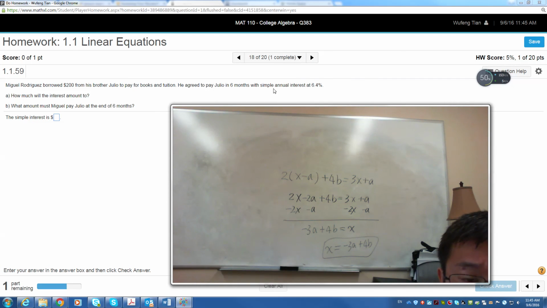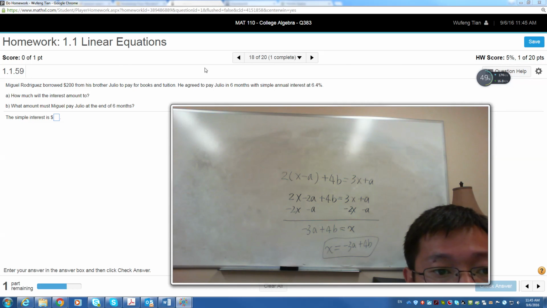Okay, this is the word problem. Let's look at the word problem. Mr. Justin borrowed 200 from his brother Junior to pay for books and tuition. He agreed to pay back in 6 months with simple annual interest at 6.4%. So how much does the interest amount to? What amount must he pay at the end of the 6 months?